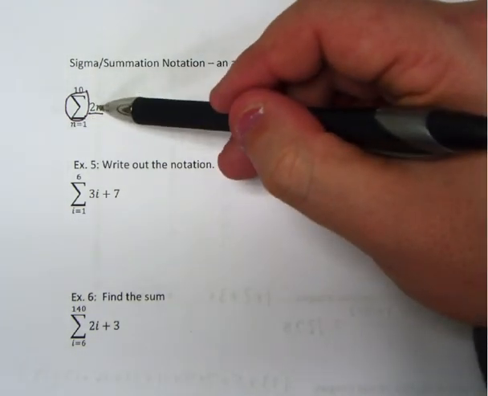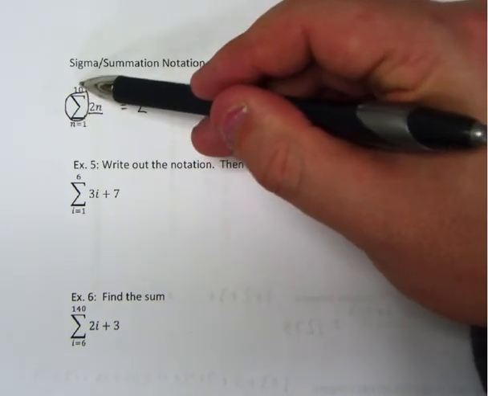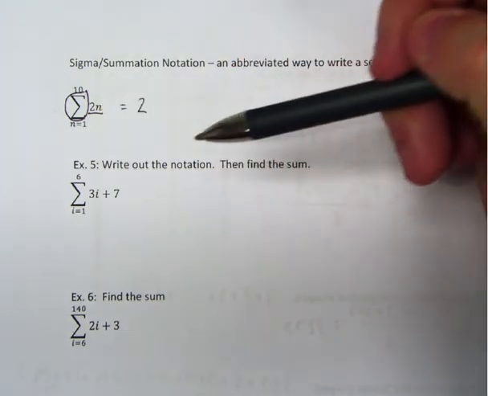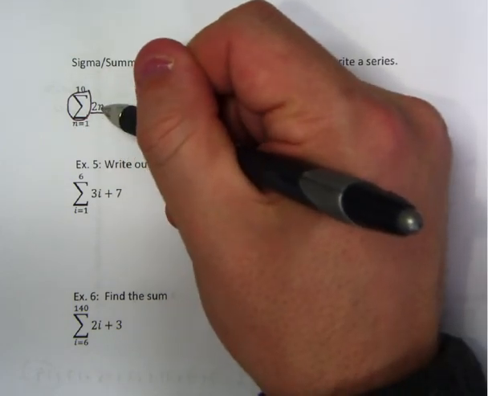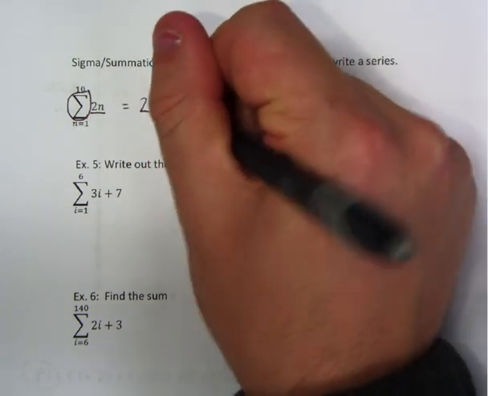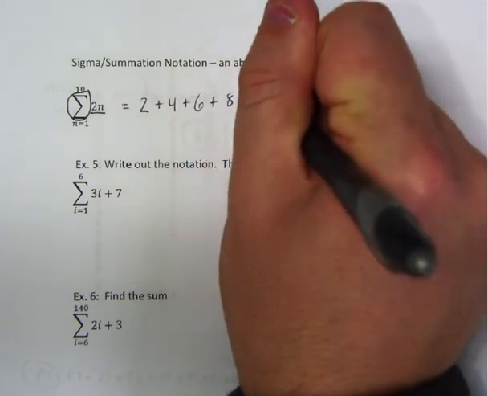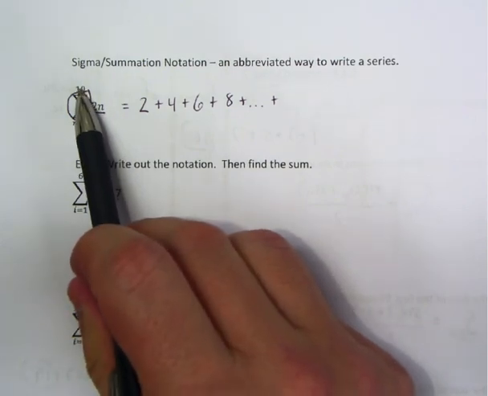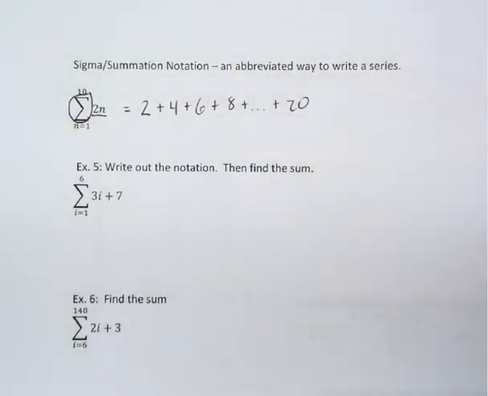So if I plug 1 in for n, now I plug 2 in for n, and then I plug 3 in and 4 in, all the way up to plugging 10 in for n to get all the numbers that I want to add. So the first number is 2, then I plug 2 in for n, and I get 4. Then I plug 3 in for n, and 4 in for n, all the way till I plug the top number in for n. If I plug 10 in for n, I get 20. So sigma was wanting us to add 2, 4, 6, 8, all the way up to 20. Okay? That's what it was wanting us to do.